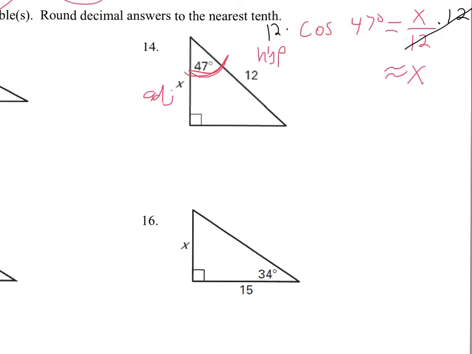So it turns out this missing side value, x, is 8.2. If we round that correctly, you should get 8.2.